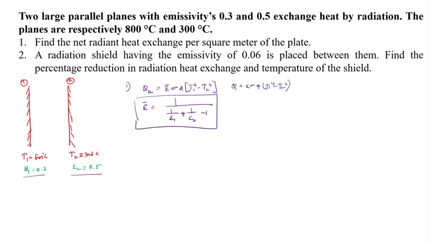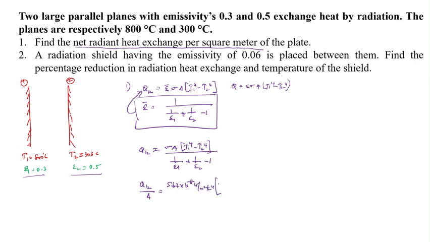So we substitute epsilon bar in the equation for Q1 to 2. Q1 to 2 is equal to sigma A into T1 to the power 4 minus T2 to the power 4 divided by 1 by epsilon 1 plus 1 by epsilon 2 minus 1. The question asks for the net radiant heat exchange per square meter of the plate, so Q1 to 2 divided by A. You already know the Stefan-Boltzmann constant, 5.67 times 10 to the power minus 8 watt per meter square Kelvin to the power 4.